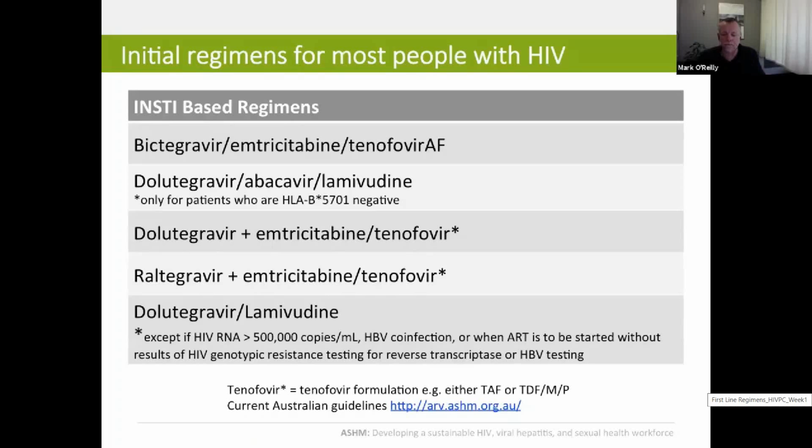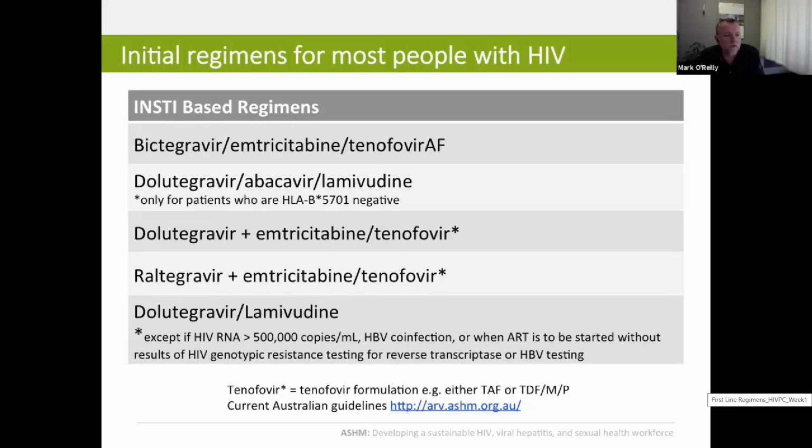We now talk about initial regimens for most people living with HIV, and then initial regimens in certain clinical situations. This is looking at regimens to initiate in treatment-naive people living with HIV. And by and large, these regimens are all based on the integrase inhibitor class of medications. The first listed there is bictegravir, emtricitabine and tenofovir alafenamide. This is a triple combination which is called Biktarvy.